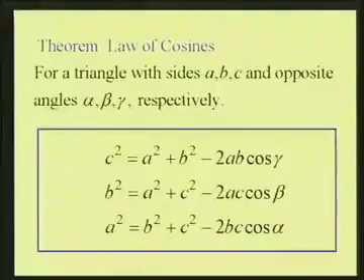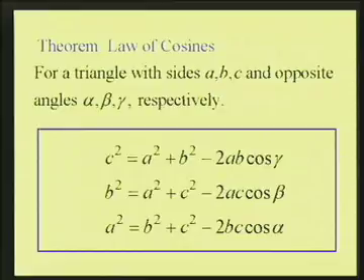For a triangle with sides a, b, c, and opposite angles alpha, beta, and gamma, c squared equals a squared plus b squared minus 2ab times the cosine of gamma, or b squared equals a squared plus c squared minus 2ac times the cosine of beta, or a squared equals b squared plus c squared minus 2bc times the cosine of alpha. Here's what we want to think about for the law of cosines.